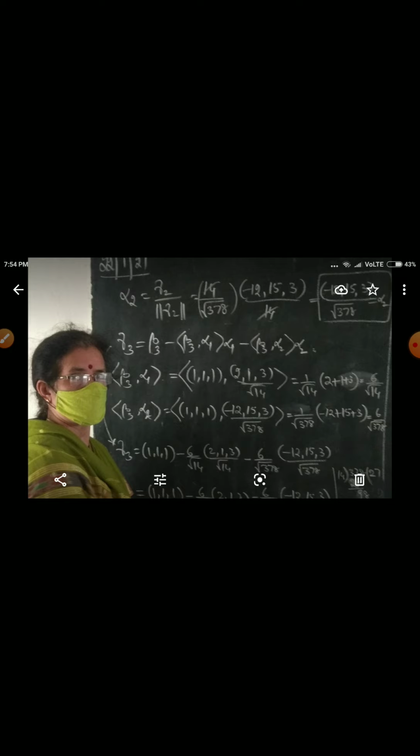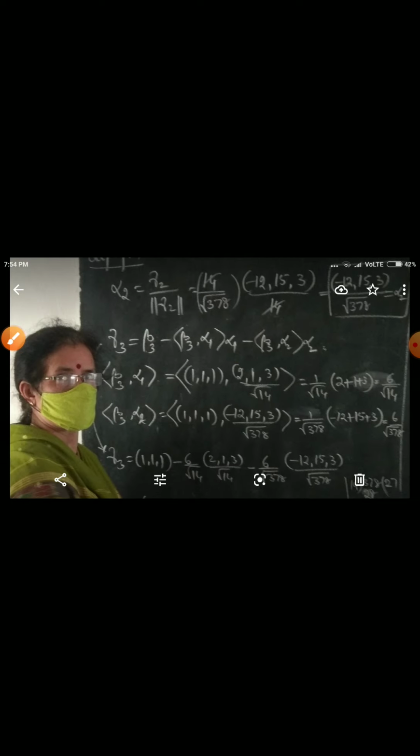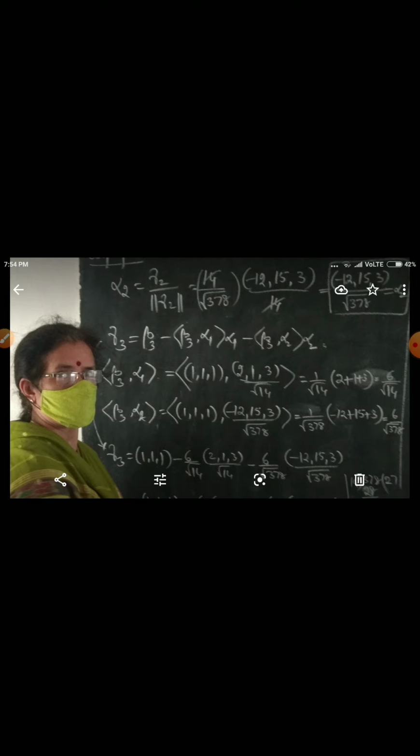What is beta 3? The vector (1, 1, 1). What is alpha 1? The vector (2, 1, 3) divided by root 14. So once again, what is the inner product? That is nothing but 1 into 2, that is 2, plus 1 into 1, that is 1, plus 1 into 3, that is 3. That is 2 plus 1 plus 3, that is 6 by root 14. Next, the inner product between beta 3 and alpha 2.